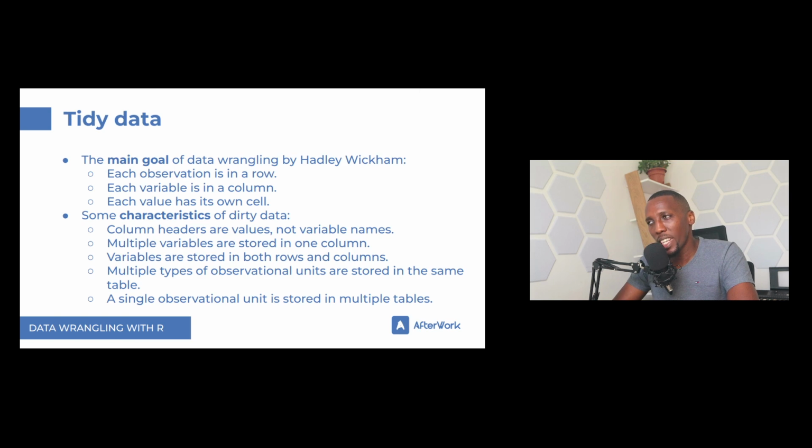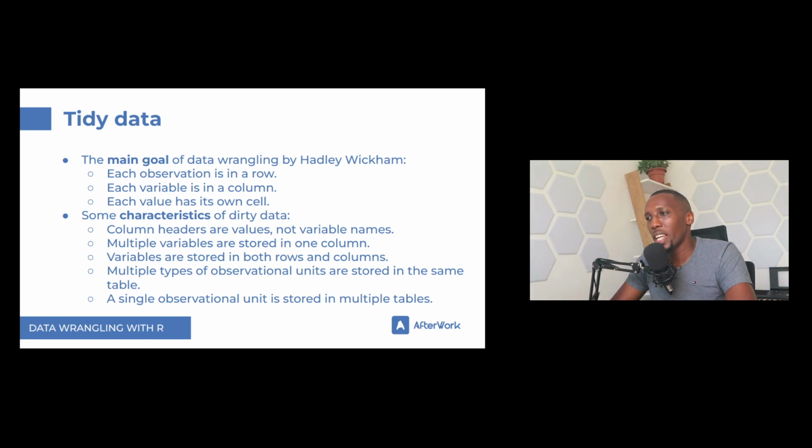There's this concept of tidy data that was introduced by Hadley Wickham that talks about the goal of data wrangling, which is having each observation in a row, that is, if you're working with data that's in a tabular format. Also having each variable in a column, and also having each value in its own cell. So if you have data where you have multiple values within maybe one particular cell, something of that sort, then in such a situation, data isn't tidy. And the objective is always just to ensure that your data is in this format.